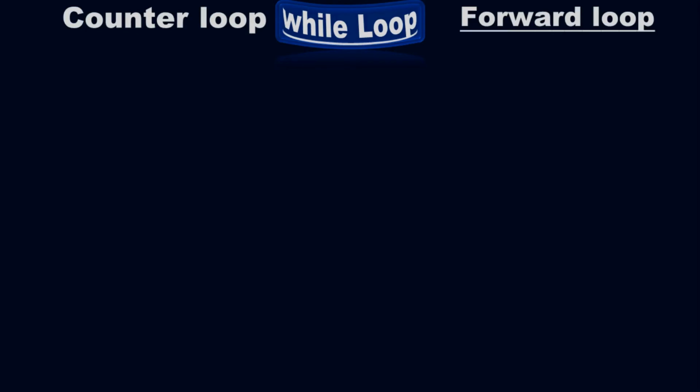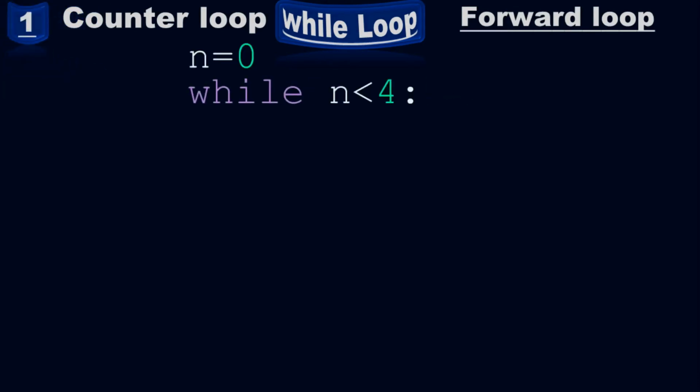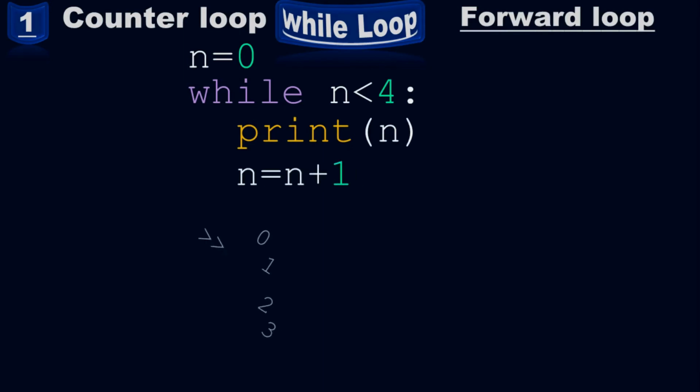Counter loop. Let me first do an example for the forward loop, the forward counter loop. Example number 1: n equals 0, while n is less than 4, with the colon. Take the print of n and also add n equals n plus 1. Your output will be 0, 1, 2, 3. It is the counter loop. We are counting the numbers in a forward loop. It is also called the forward counter loop.